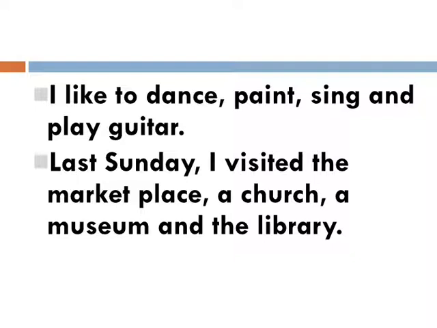Similarly, the second example, last Sunday, comma, I visited the marketplace, comma, a church, a museum and the library. See, I visited the marketplace, a church, a museum and the library. Again it is a list, where we कहाँ कहाँ हम जाके आए हैं. Okay, so this is the way we can use comma in between the items in a list.